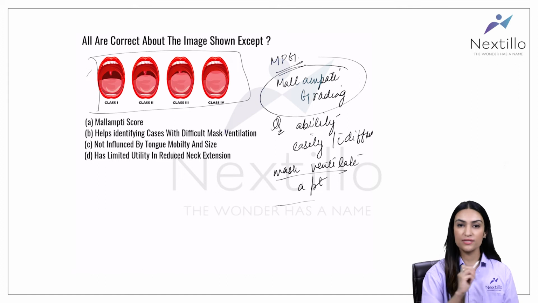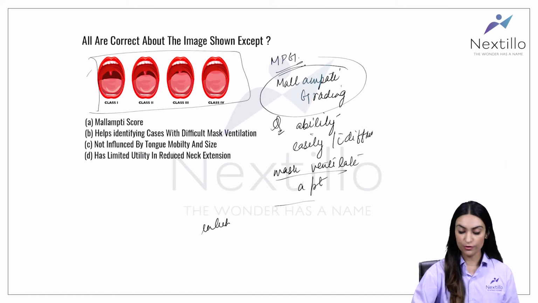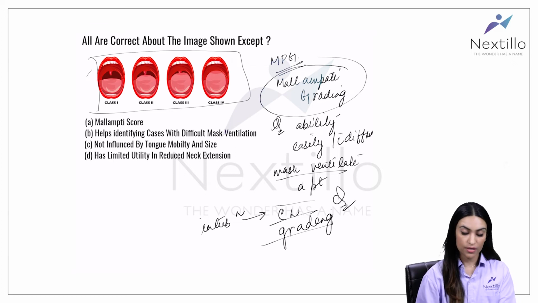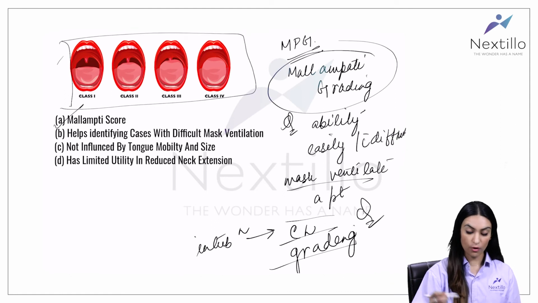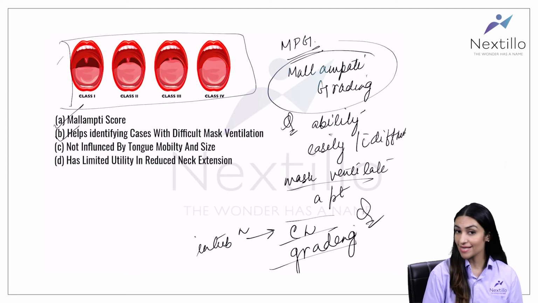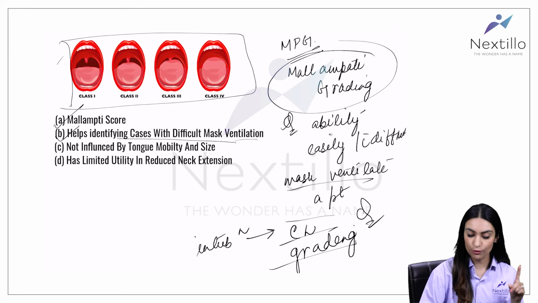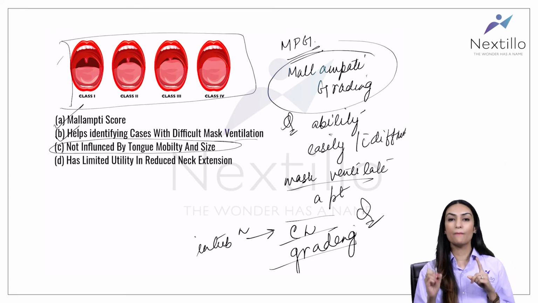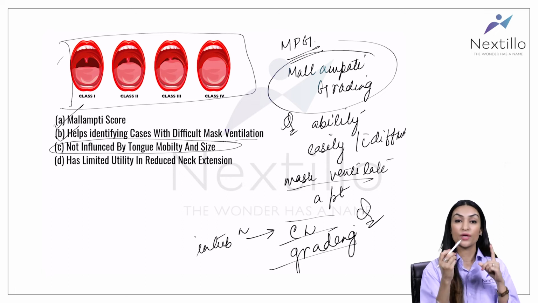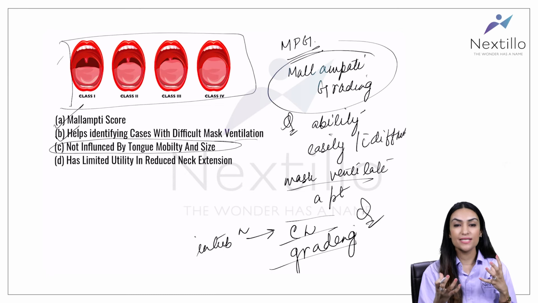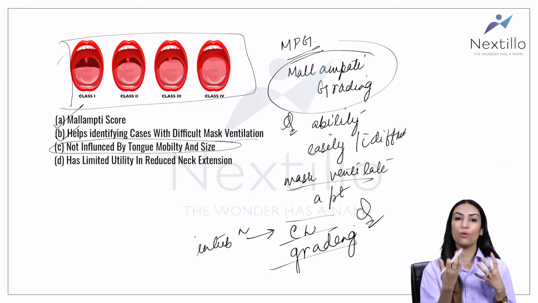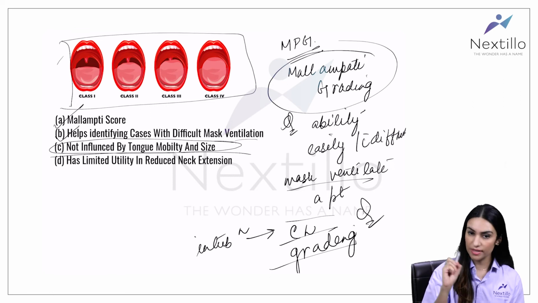Remember, for intubation there is another scoring system that we use to assess the difficulty of intubation. We use CL grading or Cormack-Lehane grading. Okay, so this is another question that can be asked in future. All right, so this is the Mallampati grading, of course. And it helps identifying cases with difficult mask ventilation. Correct. It is not influenced by tongue mobility and size. This is doubtful. Okay, it is definitely influenced by your tongue mobility and the size. What is Mallampati grading? It assesses the size of your tongue with respect to your oral cavity. So this looks like it can be an answer here.